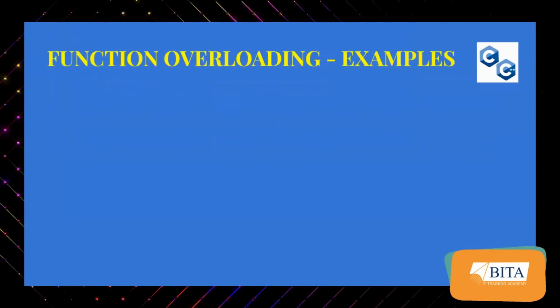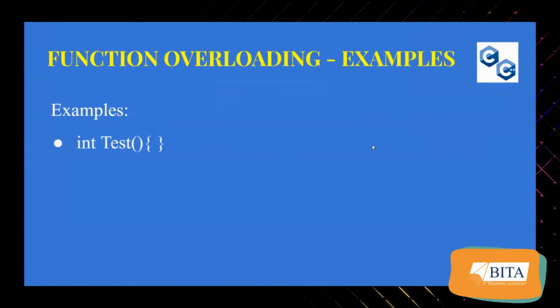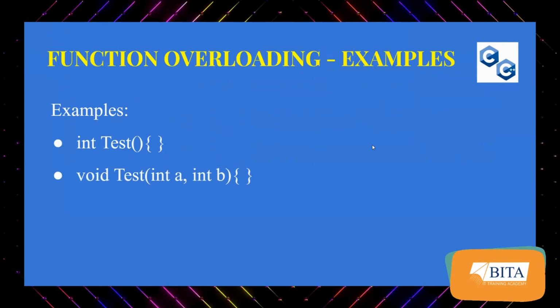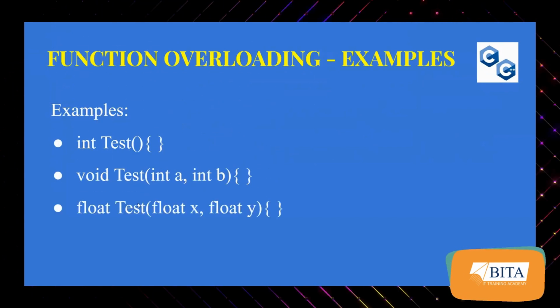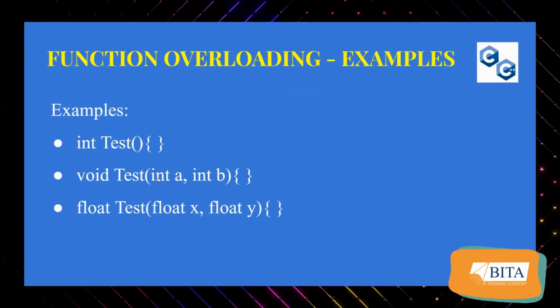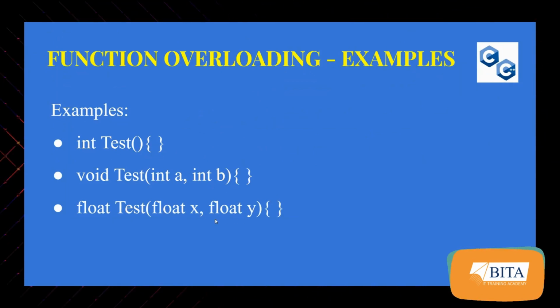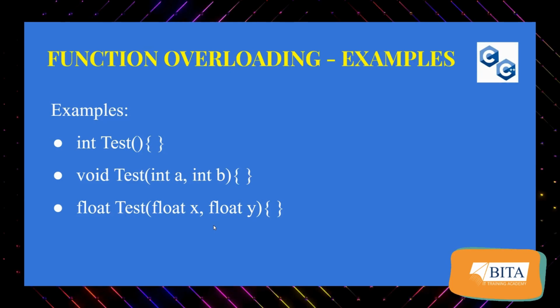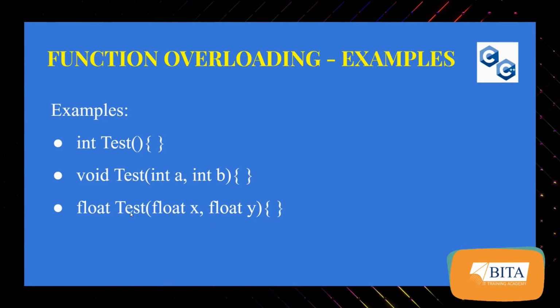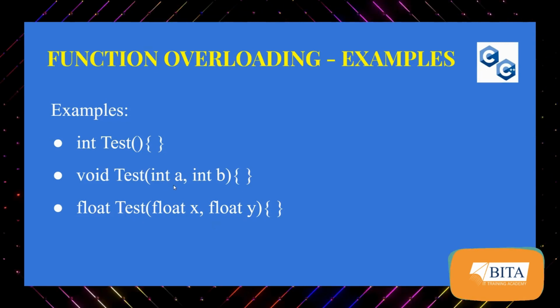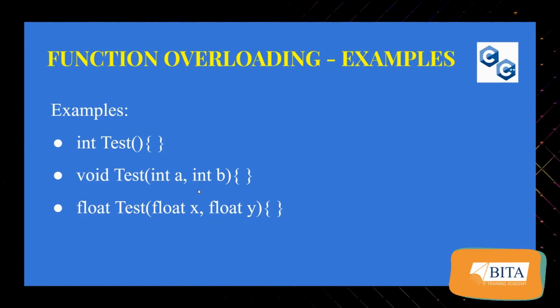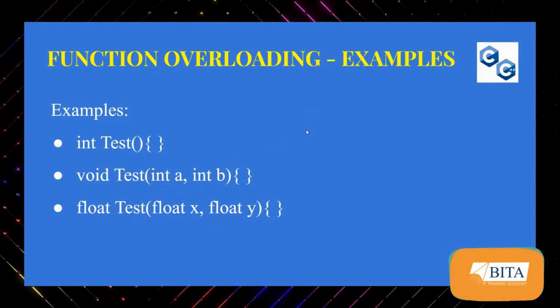In this example, we have a function name called test, but we write three different functions with different parameters. So whenever a function call occurs in the main function, the corresponding function is called based on the parameters, the arguments that we pass. Okay, so we'll learn it with an example.